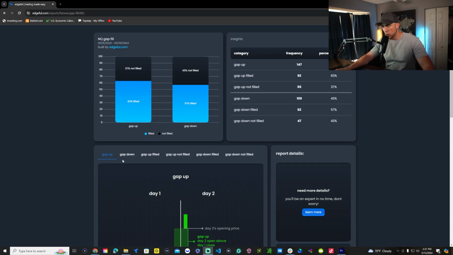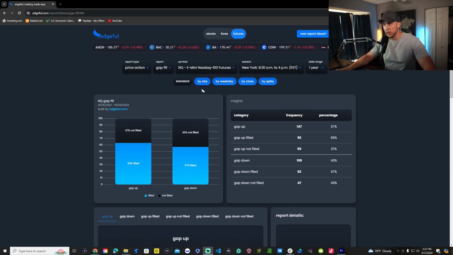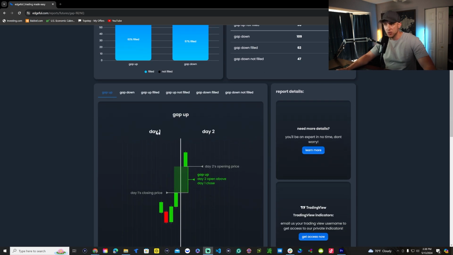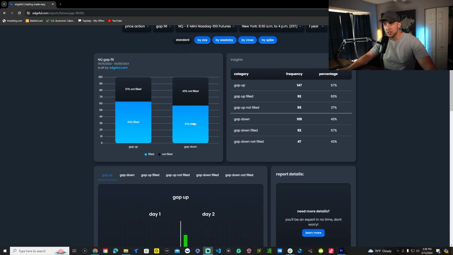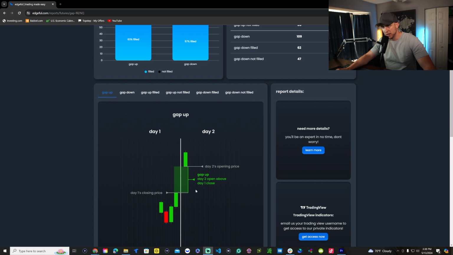You can see that this tool is giving us some very key information on gap fills. It's telling us basically, if we're looking at the NASDAQ New York session on a year time frame, that gap ups get filled 63% of the time, where gap downs get filled 57% of the time. So if we go into this gap up here, what that means is the previous day's closing price and the next day's opening price has a gap between it. And so we know that on gap ups it gets filled 63% of the time, meaning it'll come back down and fill this gap.